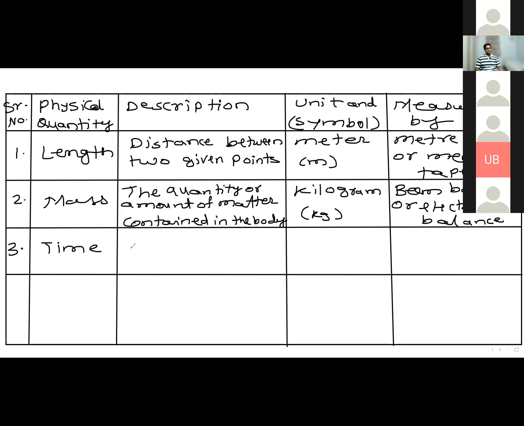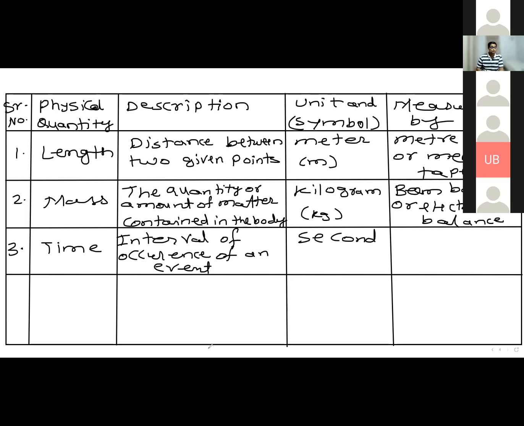Next is time. What is time? Time को कैसे define करेंगे? It is the interval of occurrence of an event. So the time between two things which happen is called time. Its SI unit is second.